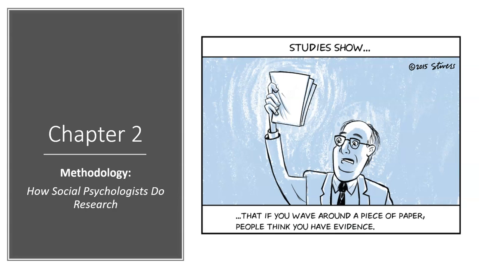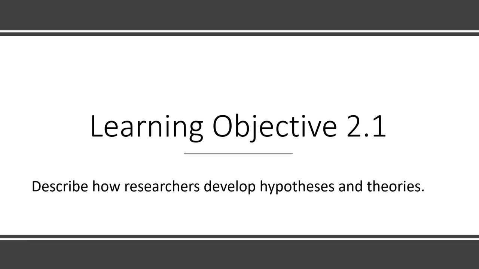Welcome to Chapter 2. This video will cover the first learning objective in Chapter 2, Methodology: How Social Psychologists Do Research, for PSY 235, Social Psychology. Our first learning objective in this chapter refers to describing how researchers develop hypotheses and theories.